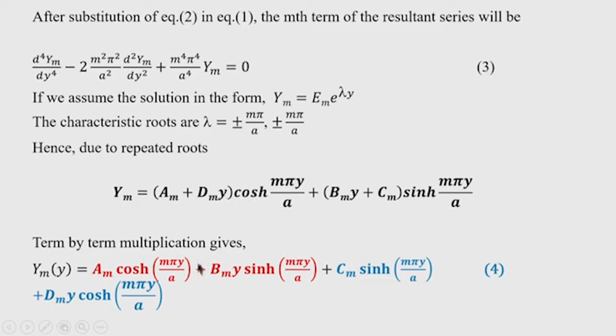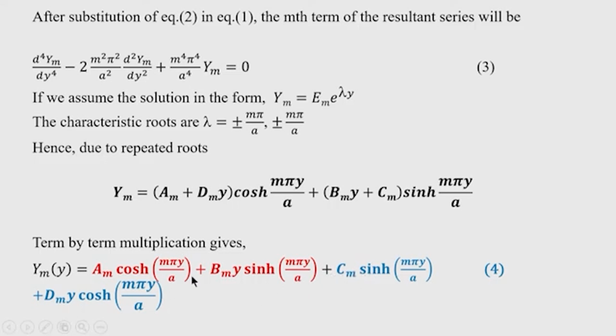Now, here you can see the red color terms are all symmetric terms and the blue color terms are antisymmetric terms. It can be easily verified that when a symmetric moment acts on the two opposite edges, then the deflection function should not contain any antisymmetric term. So, therefore, we can drop the blue color terms, which are the antisymmetric terms.